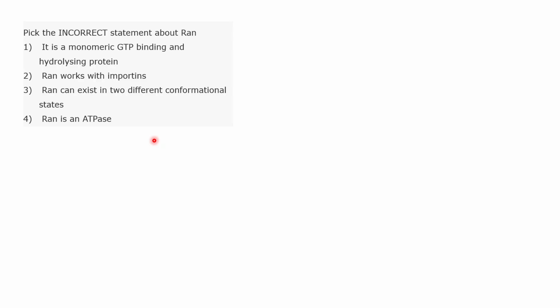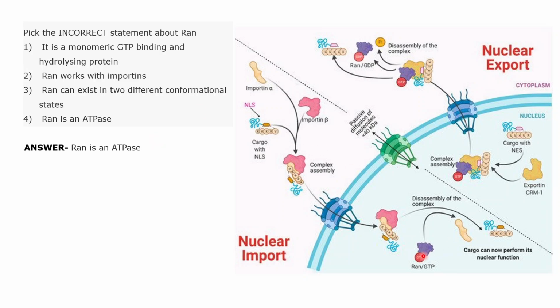Yeah, I'm getting option D. Basically, you are right. RAN is an ATPase. No, it is not an ATPase. It is a GTPase. You can see if you look into the structural component there, right? It is a monomeric protein. Basically, it consists of only one subunit. It has the ability to bind to GTP. When it binds to GTP, in order to promote the release of the imported cargo from the complex, it needs to undergo some hydrolysis.